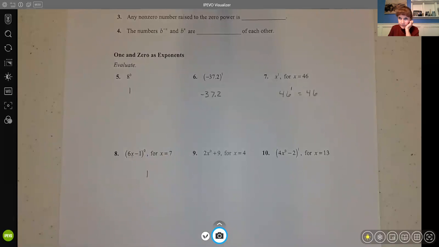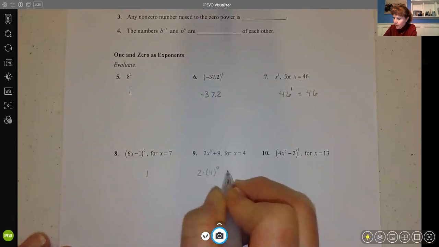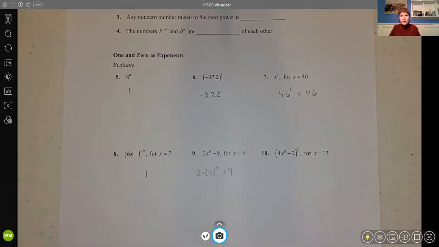Now be careful of number 9, because on number 9, the 2 is not to the 0 power because there's no parentheses around it. See, here on number 8, you had the parentheses to a 0 power, so it was 1, but this is 2 to the first times x to the 0. Now, again, you do powers before you multiply. So if you were to put the 4 in right here, it would be 2 times 4 to the 0 plus 9. I'm just going through all of the steps.